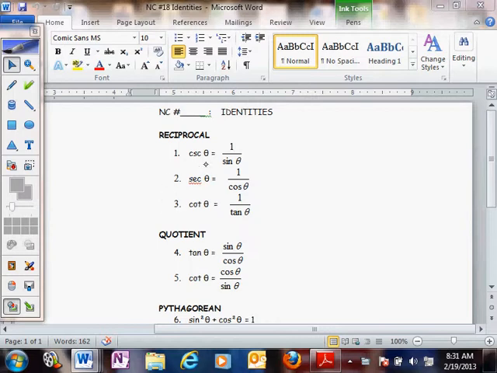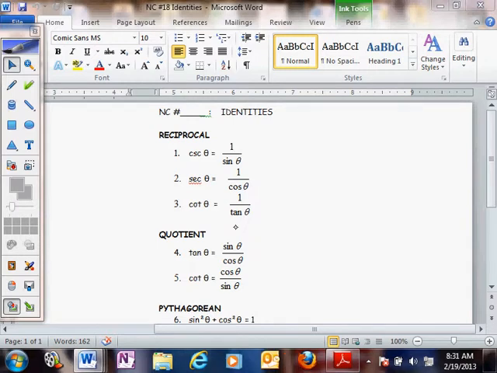We know that cosecant is the reciprocal of sine, so cosecant is equal to 1 over sine. We know that secant is a reciprocal of cosine. That means that secant theta is equal to 1 over cosine theta. And the same thing with cotangent. It's equal to 1 over tangent theta. You may not have known that you knew that, but you do know that.